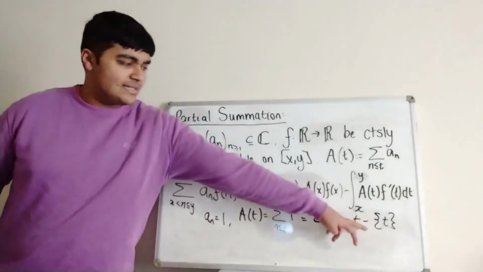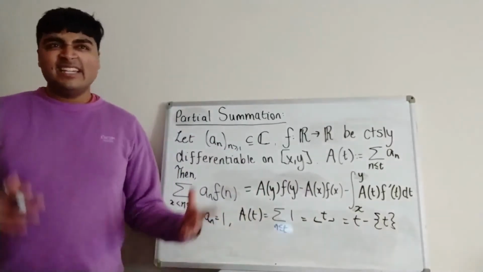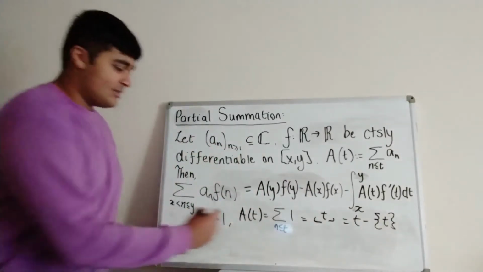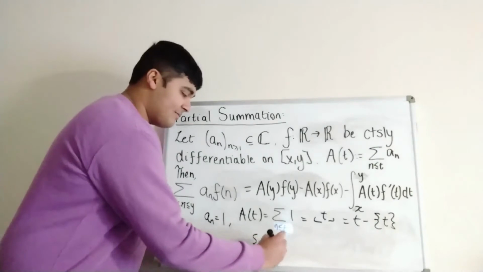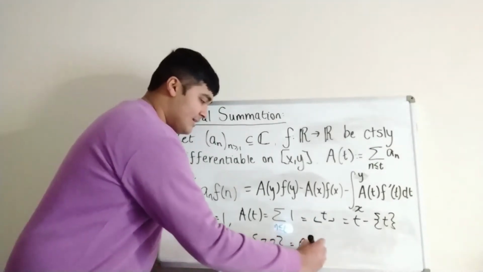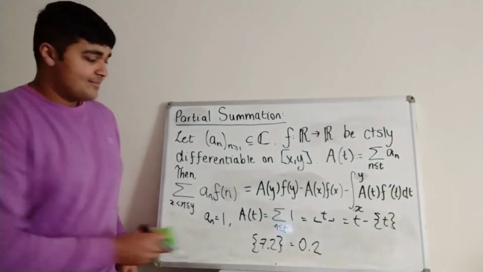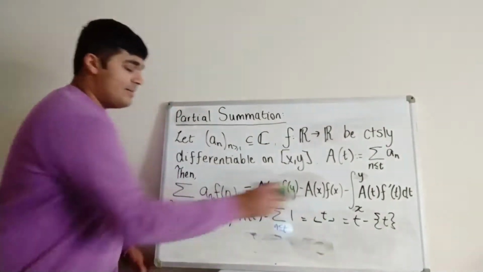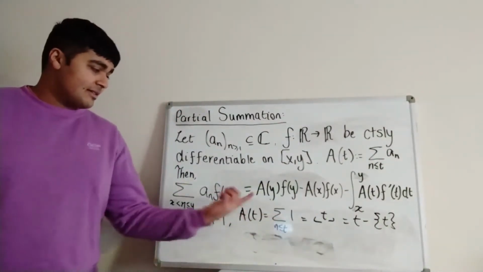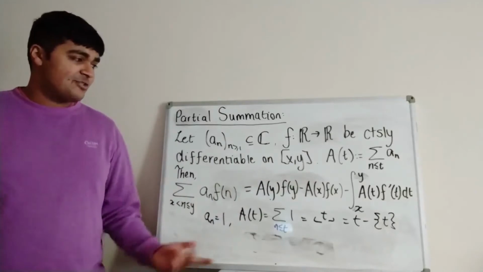Okay, so if you've not seen this notation before, the fractional part of t is simply the bit after the decimal point. So for example, the fractional part of 7.2 is simply 0.2, like so. Okay, so that's another way we can write the floor of t. So capital A of t is simply t minus the fractional part of t.